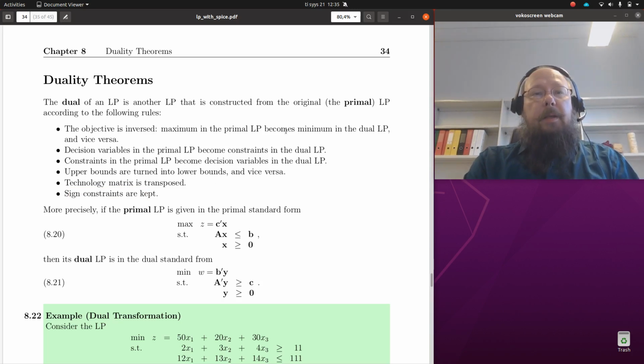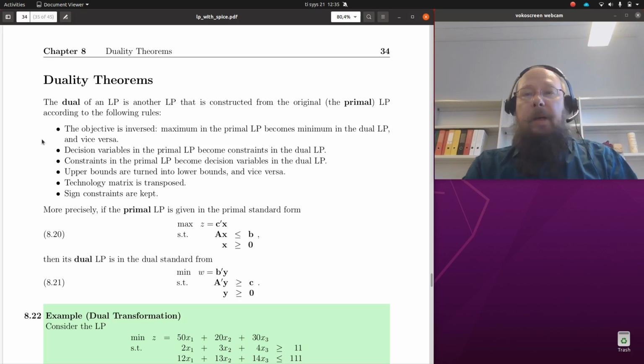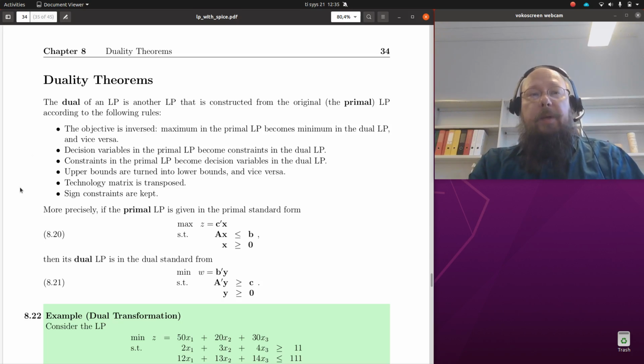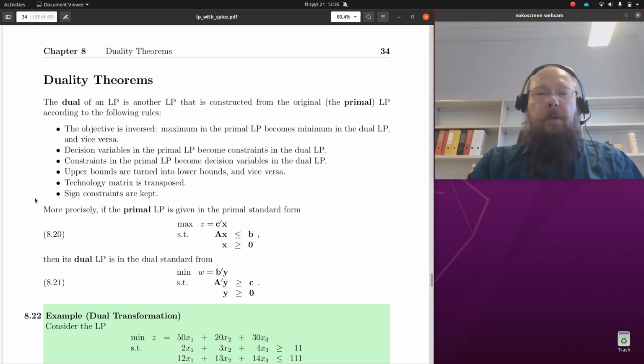So this is the kind of rules or ideas of how this goes more precisely. Let's look at formally what this means. If the primal LP is given in what I call the primal standard form, so this is the standard form, a maximization with upper bounds like this, then its dual LP is, again, let's call it the dual standard form, as follows. Let's see how this turns into this.